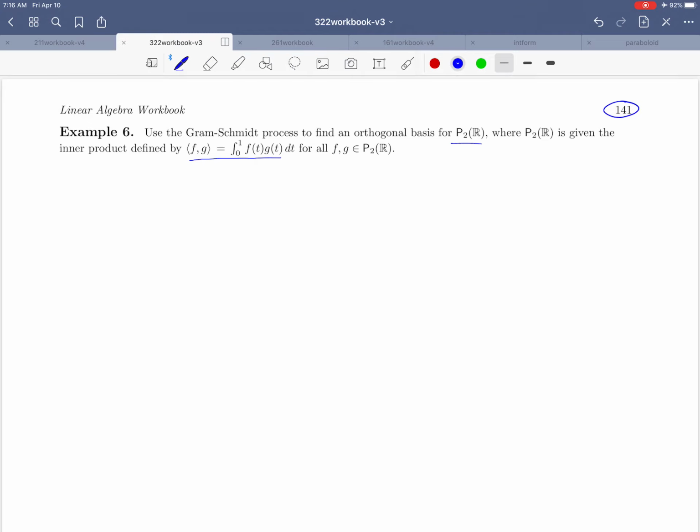All right, well, how do we do this? How do we build an orthogonal basis for P2 of R? Well, we need to start with a basis that we already know. So what would a nice basis for P2 of R be? How about the standard basis? So 1, x, and x squared. We know that that's a basis for P2 of R, and we'd like to replace it with an orthogonal basis.